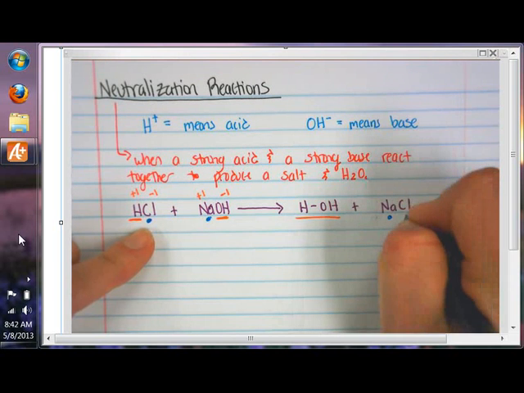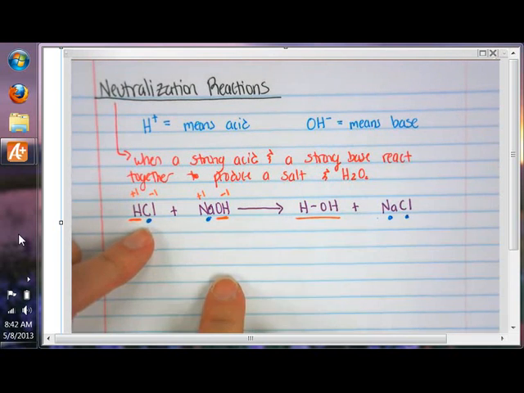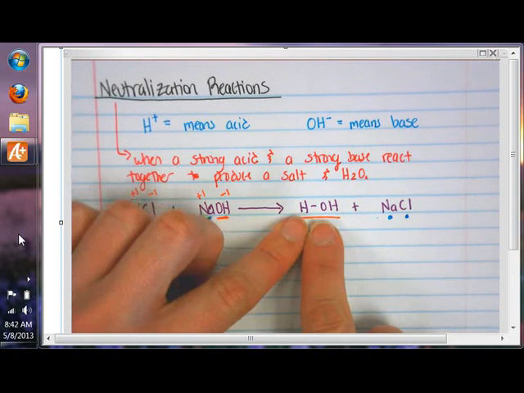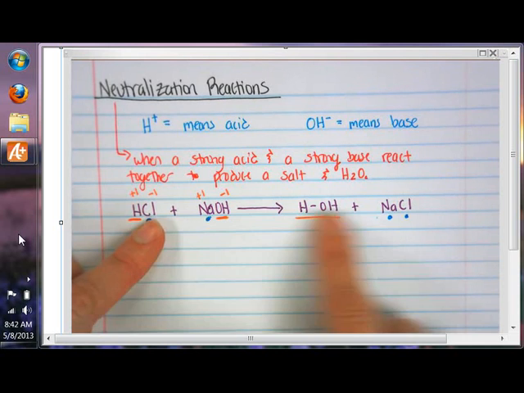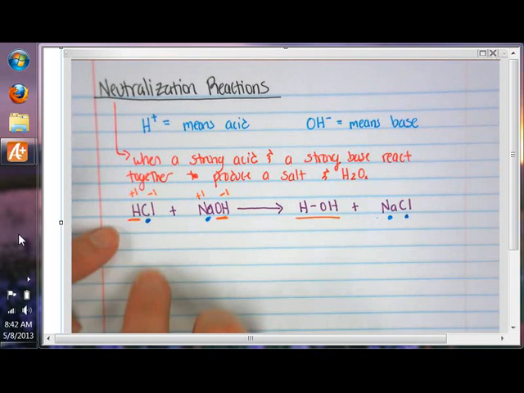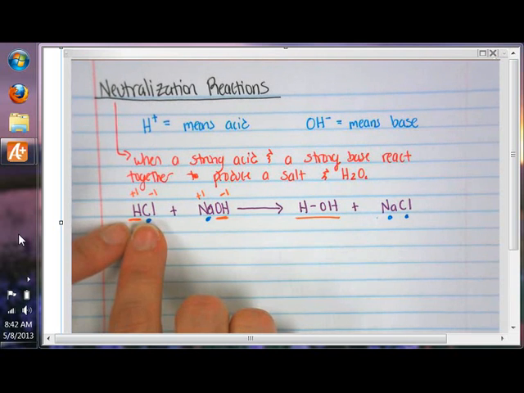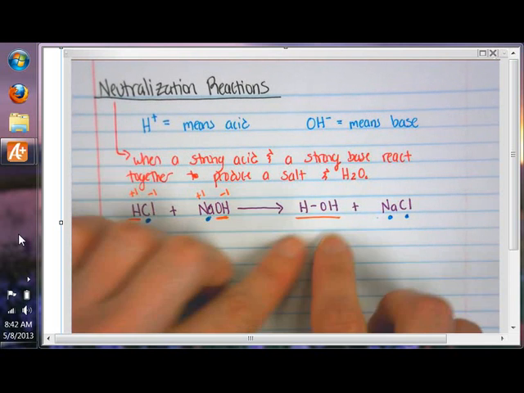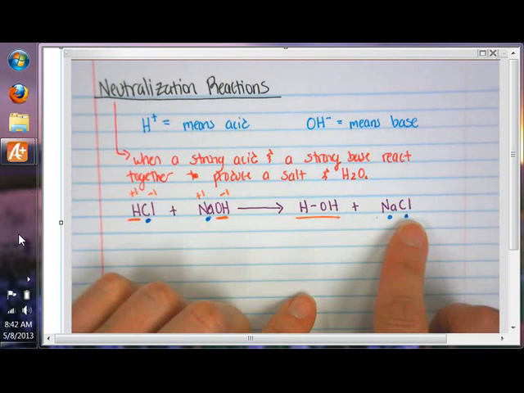So this would be a double replacement reaction. Notice how they're switching partners. H and OH come together, and Na and Cl come together. So I have my acid, and I have my base, and when they react together, they make water and a salt, sodium chloride.